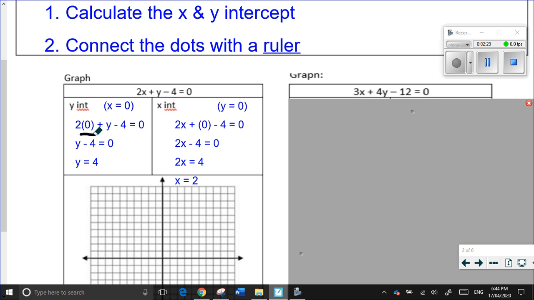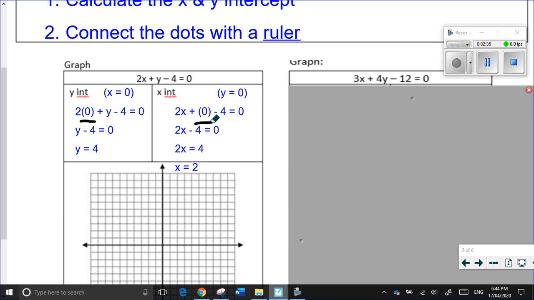Likewise, we sub y equals 0 into the equation, and that leaves us with 2x minus 4, which is fairly easy to solve. So the y-intercept goes on the y-axis, the x-intercept goes on the x-axis, and then we connect the dots, and we have a line.